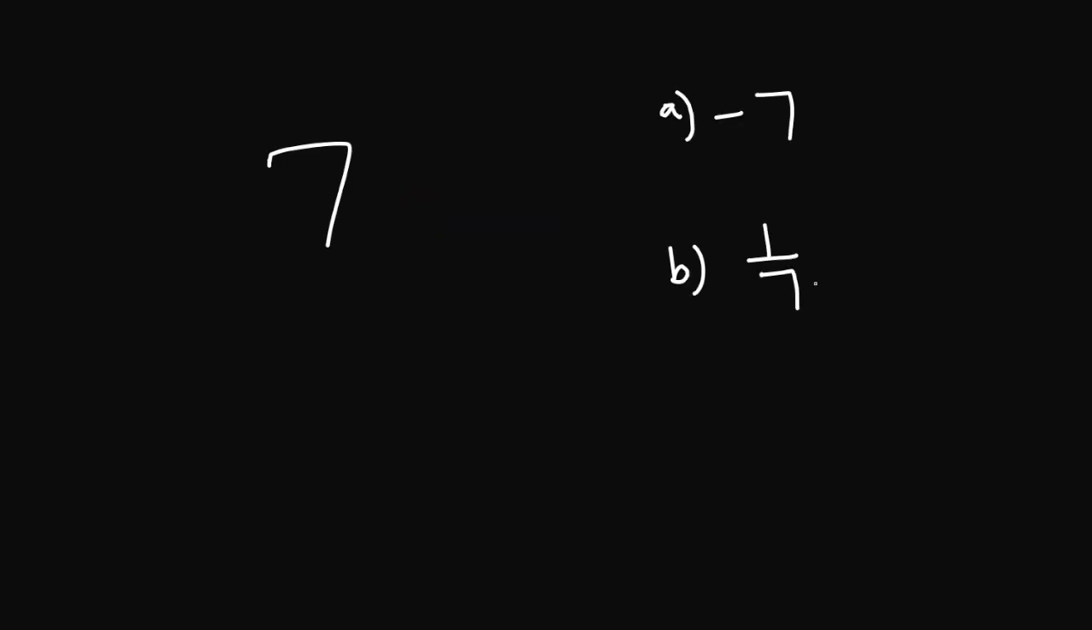Let's look at this question here. So let's say you had to find the reciprocal of the number 7. So is it going to be A, -7 as the reciprocal, or B, 1 over 7 as the reciprocal? And hopefully you chose the answer B. This is your correct answer here. Remember, we are flipping our numerator and denominators. So if I have a 7, the reciprocal of 7 is going to be 1 over 7.